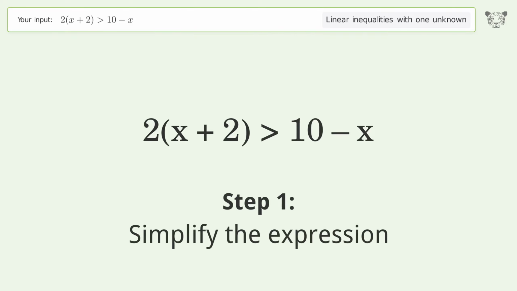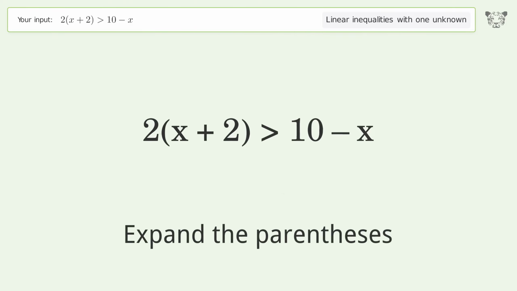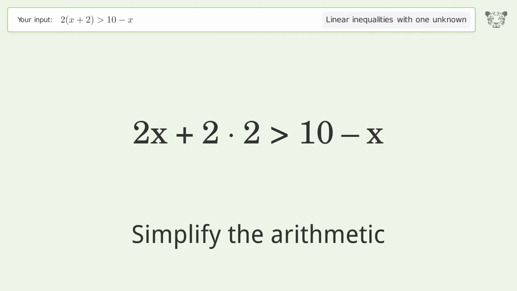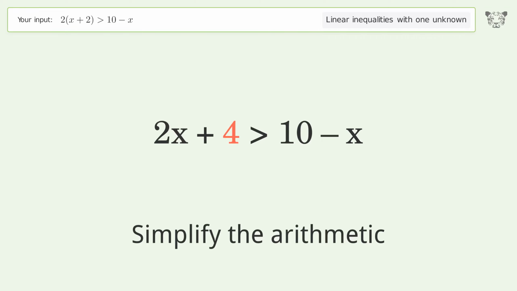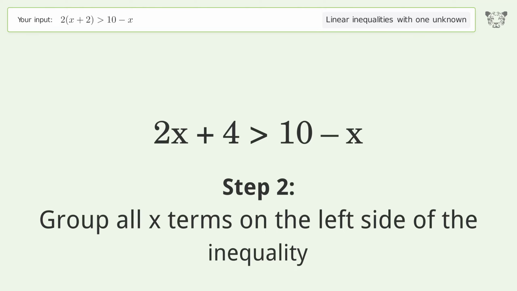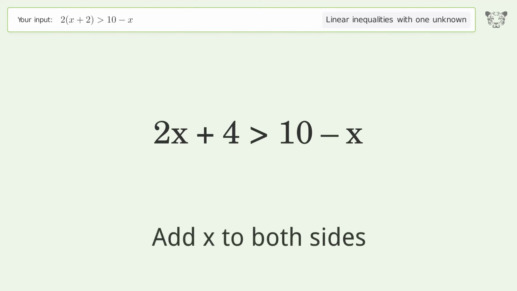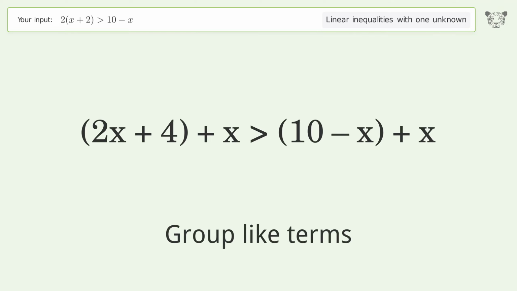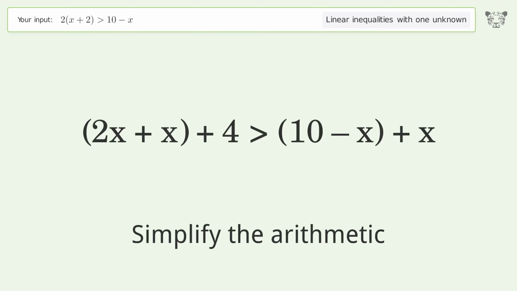Simplify the expression. Expand the parentheses. Simplify the arithmetic. Group all x terms on the left side of the inequality. Add x to both sides. Group like terms. Simplify the arithmetic.